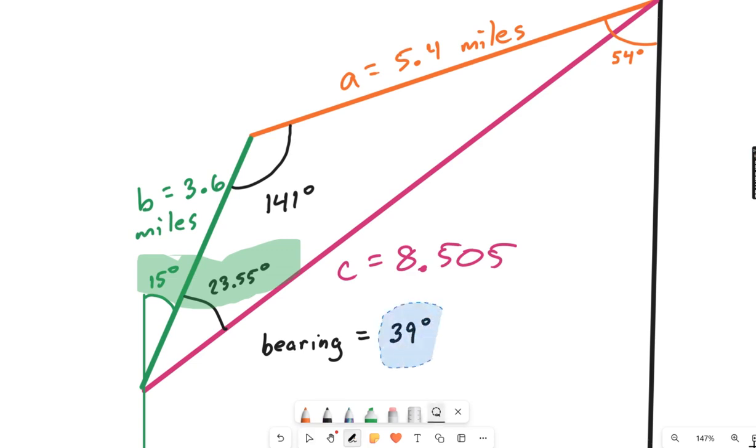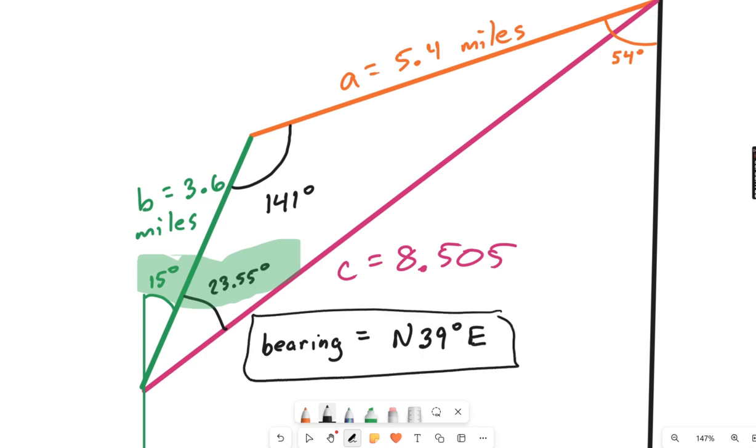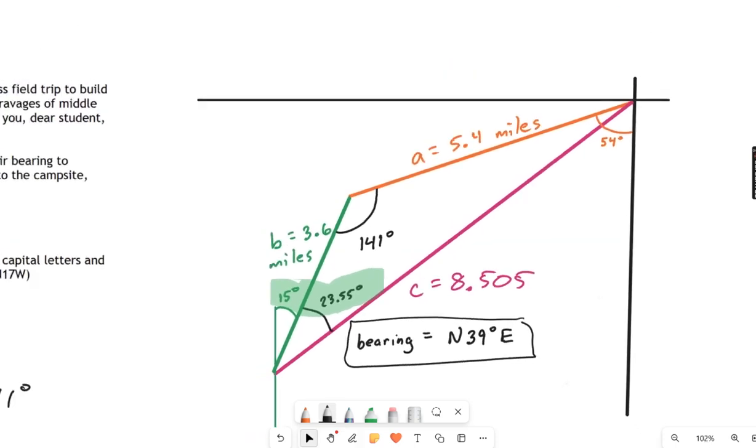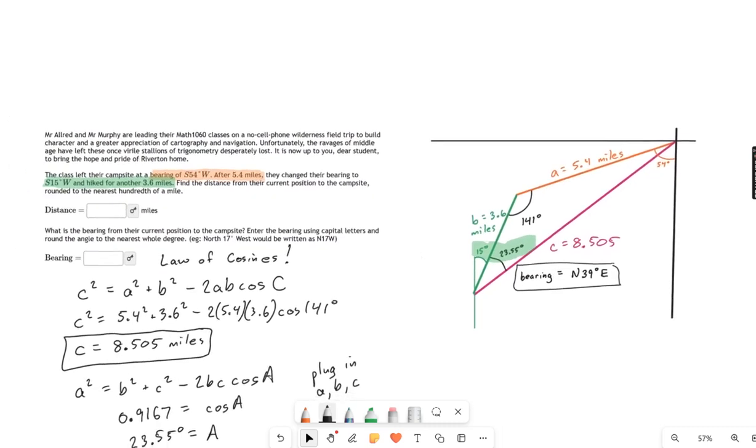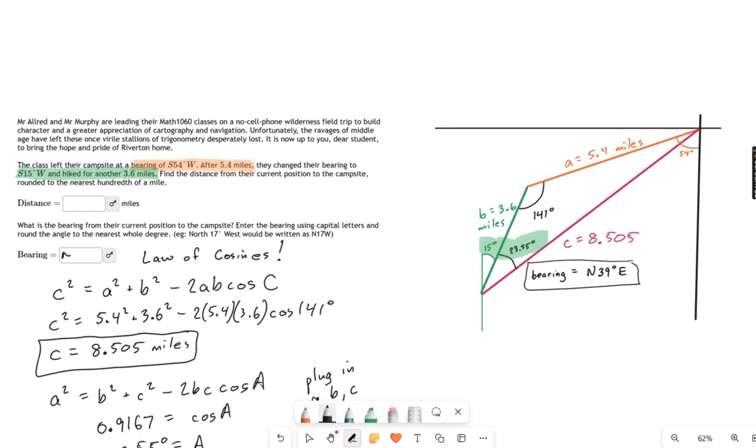Okay, and I just have to be a little careful how I say this. That is 39 degrees relative to the north and swung east. Okay, so that's read as 8.505 miles, north 39 east. And you would just put those directly in here, like north 39 east and 8.5, well, we could round that, 8.5 miles or so.